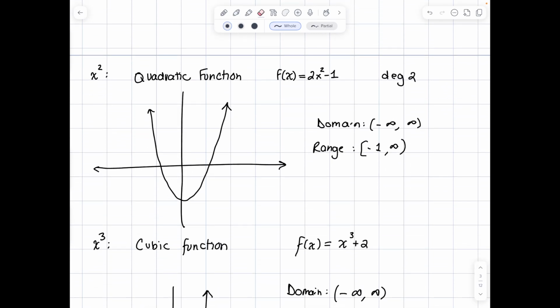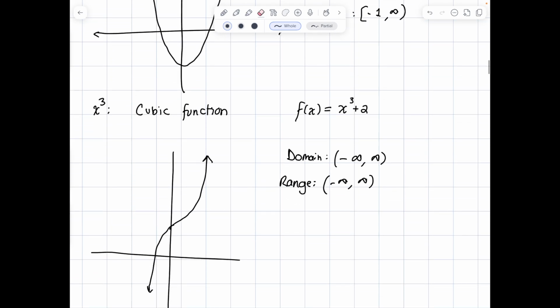The next function that we studied was a quadratic function, so an x squared. So say we had f of x equaling 2x squared minus 1. Domain, again, all real numbers, so negative infinity to positive infinity. And then the range is going to be negative 1 to infinity. We call this a degree 2 function, degree 2.